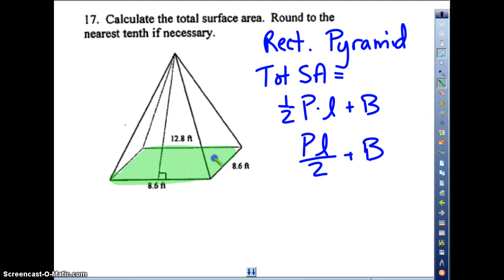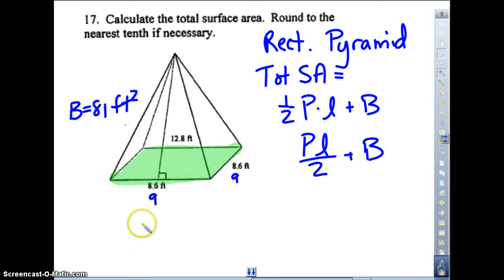It's 8.6 by 8.6. Wouldn't it be nice if that was a 9? Because 9 times 9 is what? I'm going to put my estimate over here. My estimate for B is 81 feet squared. I need perimeter of the base, and if I'm just estimating, isn't it 9 plus 9 plus 9 plus 9? This is my estimate here. Or 9 times 4, which is what? 36. My slant height is what?